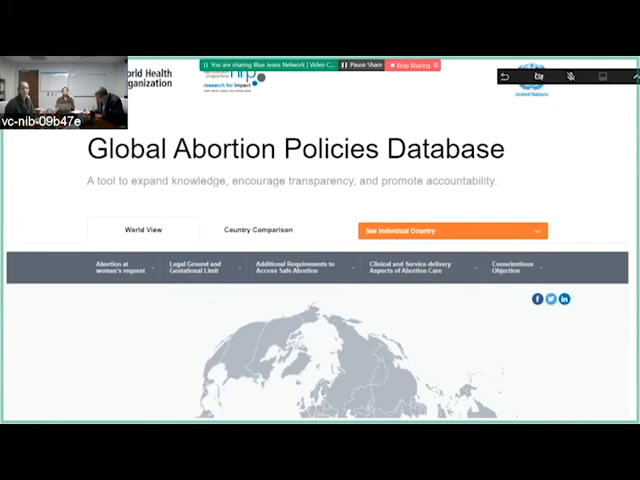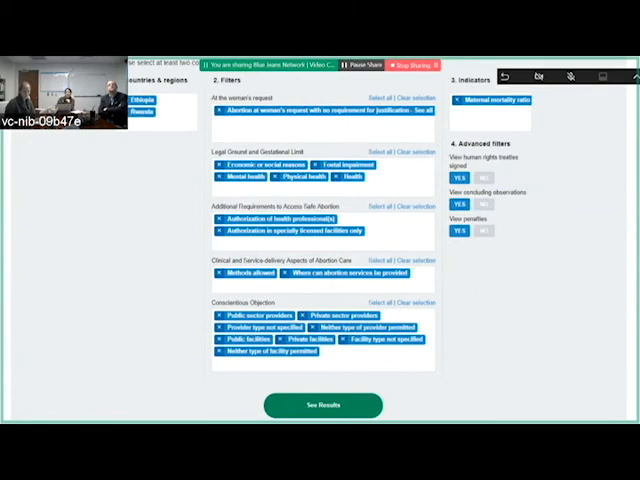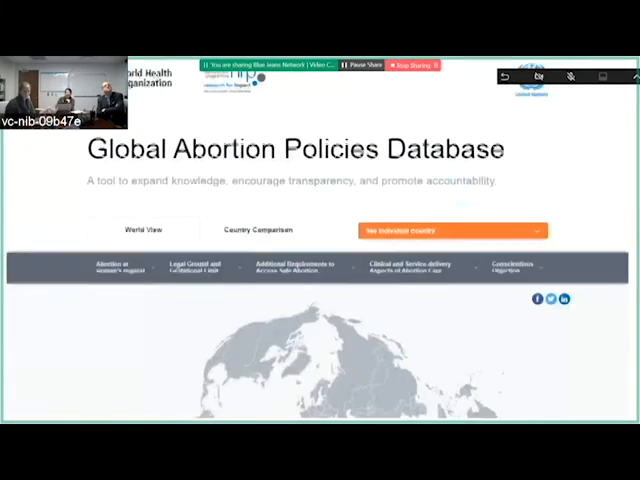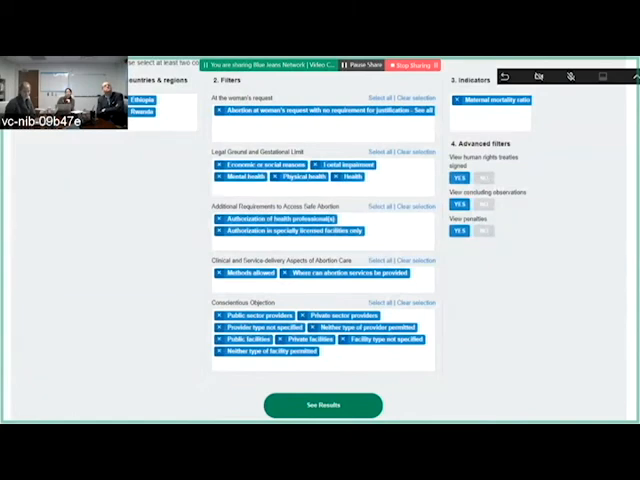So this is a policies database, but it still is significant data. It's a tool to data visualize and to also look at the data for abortion policies. So what do we see here? I'm going to increase the size so you can see this in a little more detail. What we have here is I went to a filter and I'm looking at, I chose the countries Ethiopia and Rwanda. I didn't go to regions, I just chose those.